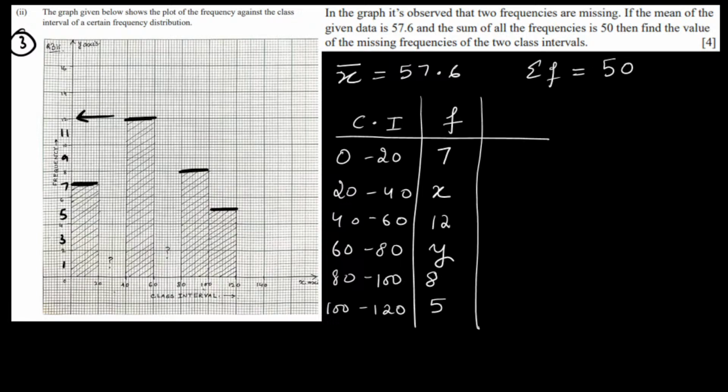We know how to calculate the mean. Three methods are there: direct method, shortcut method, and step deviation method. Any of the methods you can use. For the mean we need the class mark also, that means the value of x.